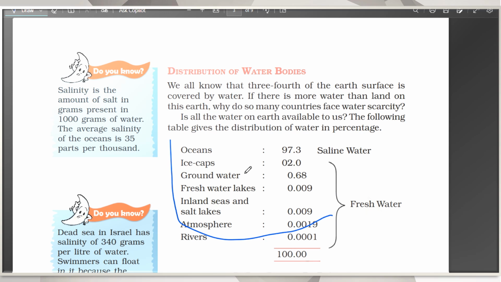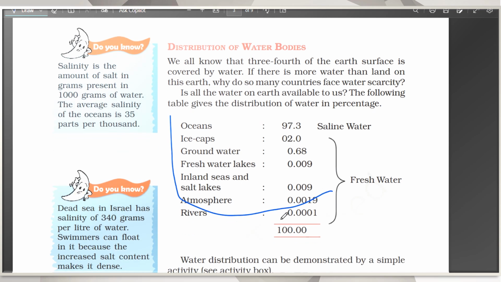Yes, you may have the question of how the atmosphere contains water, but it is present as water vapor. So you see, the word water vapor also shows that it consists of water. Now the rivers have only 0.0001%. So in total, we will say that is 100%.